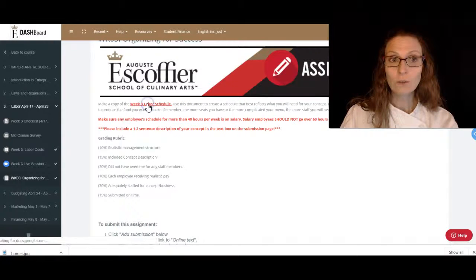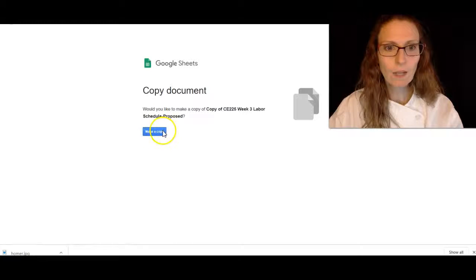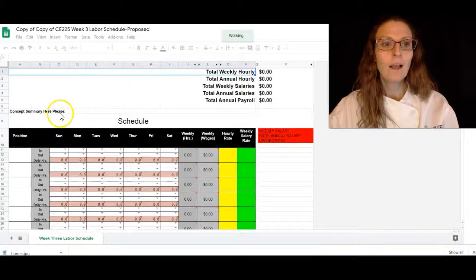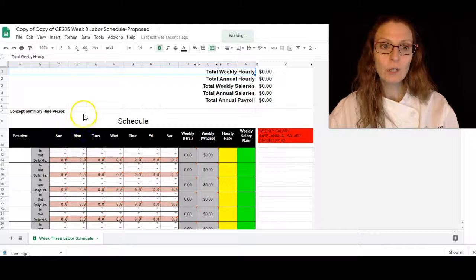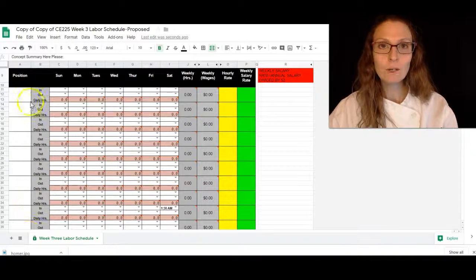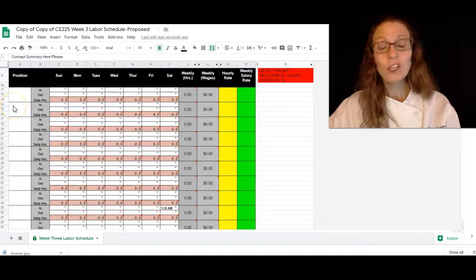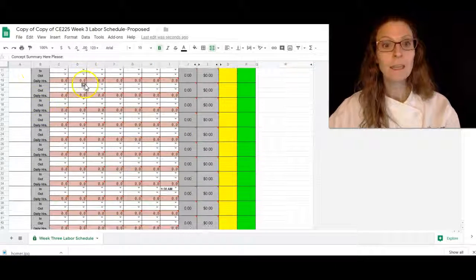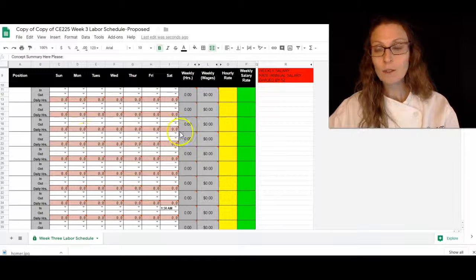And your week 3 labor schedule, you're going to make a copy of this right here. And as we wait for it to load, remember that delightful concept summary that you made for week 1, used in week 2, you're going to put it right in here for week 3. You are also going to put all the positions of your establishment, both front of the house and back of the house. For those who have a food truck and think that you will not need a front of the house person, you will need a cashier, because via the health department, you are not allowed to handle food and cash at the same time. So you will in fact need a cashier. Think of those aspects.